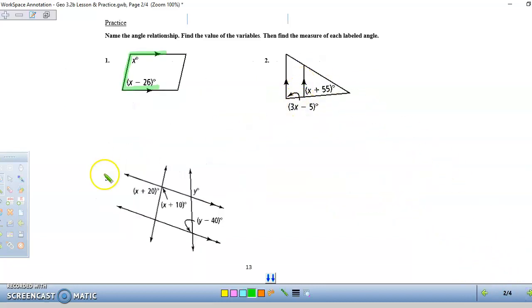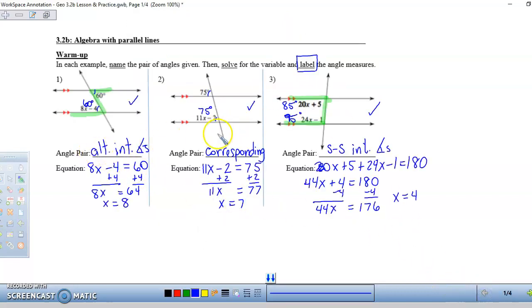Okay, on number 2, this one's a little bit harder to see. So if we extend these lines out just a little bit, it makes it a little easier to see. But this angle here and this angle here are both in the upper right corner of the intersection. So if they're in the upper right corner, those are corresponding angles. So number 2 is going to be very similar to what we did for number 2 in our warm-up.